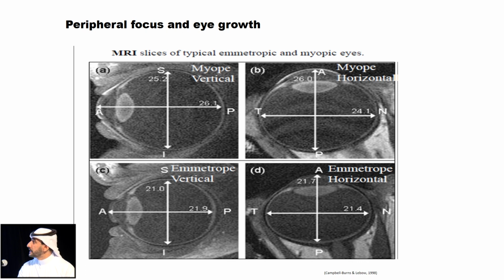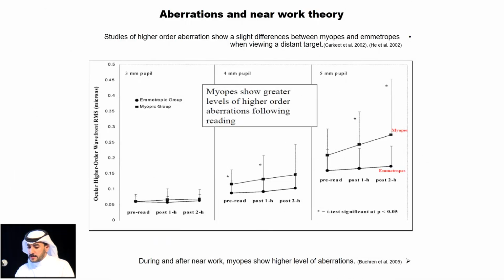And this is an MRI slide showing how the myopic eye is different from the emmetropic eye in the peripheral area. Also, near work aberration has been studied in different refractive groups. Studies have found that myopes have a greater level of higher order aberration following reading.